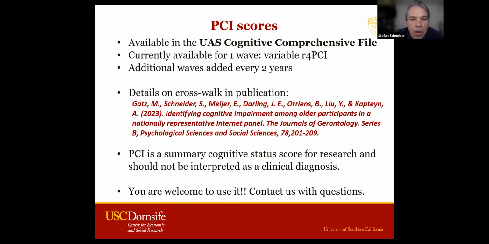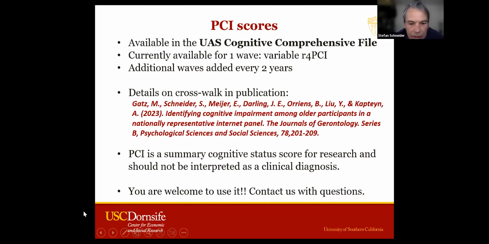This citation is also in the UAS Cognitive Comprehensive File documentation, if you look for it there. Again, a reminder, this is a summary cognitive status score for research purposes and should not at all be interpreted as a clinical diagnosis. But it's awesome and you're welcome to use it, and please contact us with questions.